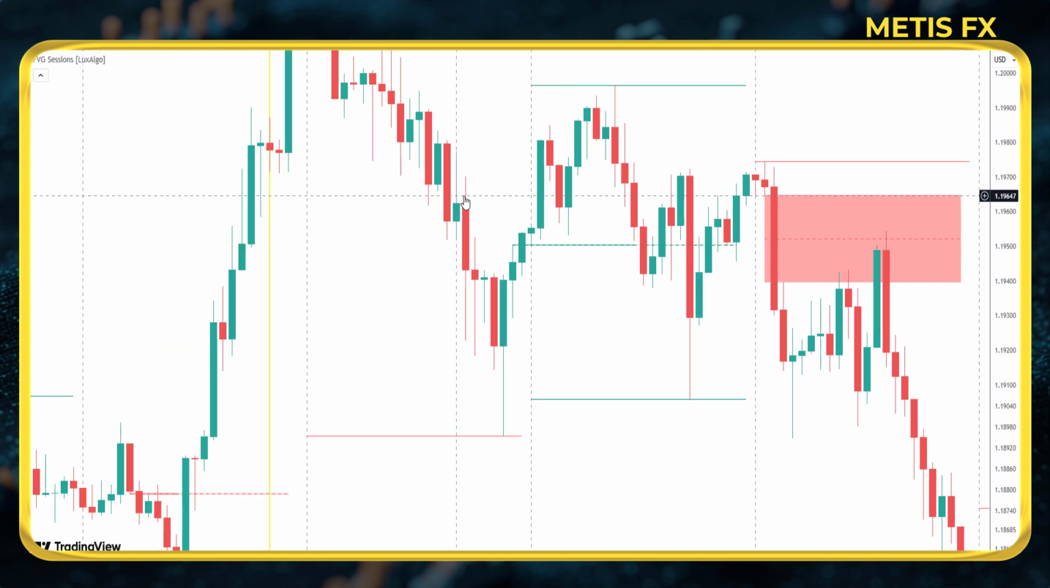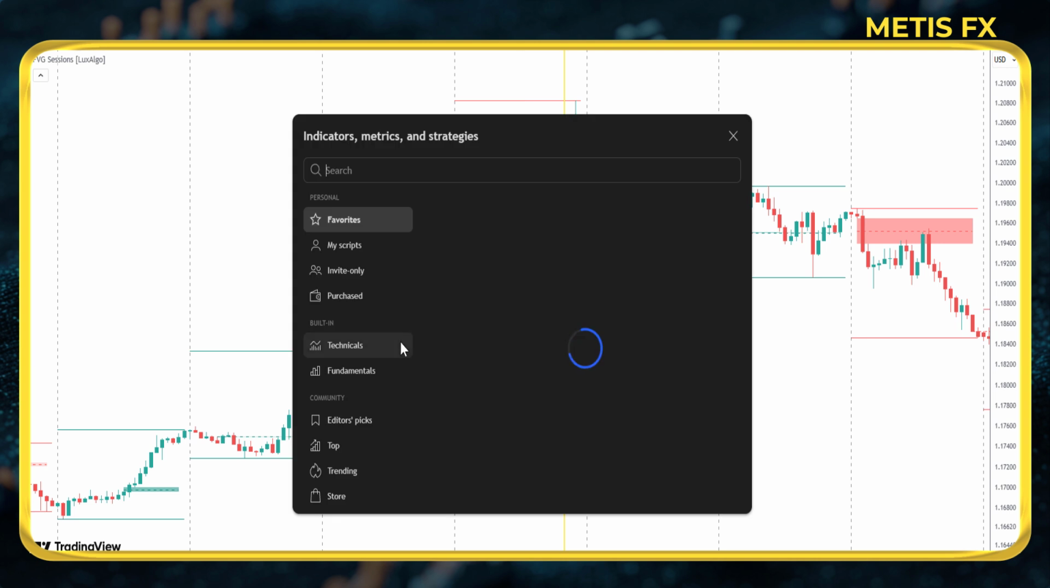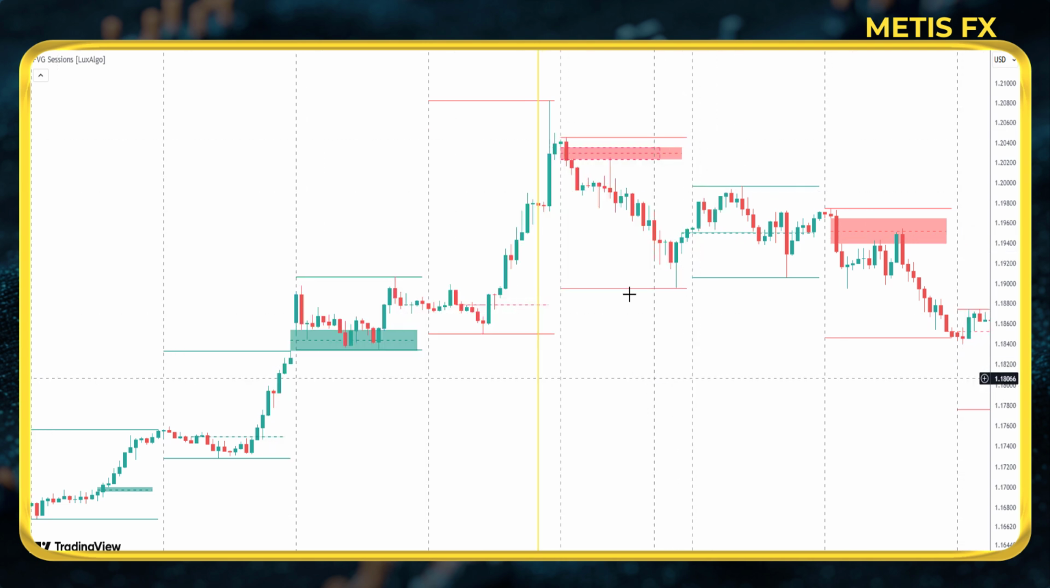You will see something like this on the chart. Each day, one box appears as the FVG, colored red or green. It also shows the daily high and low live.